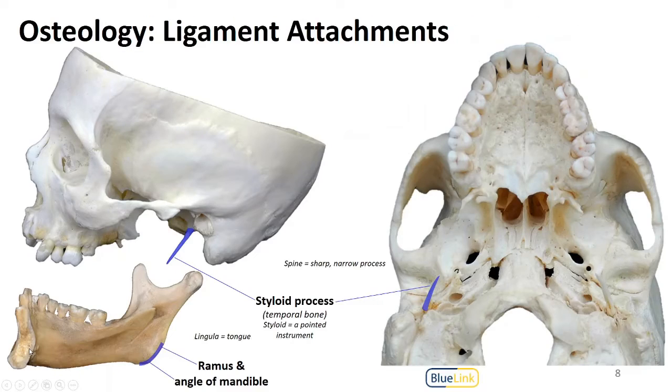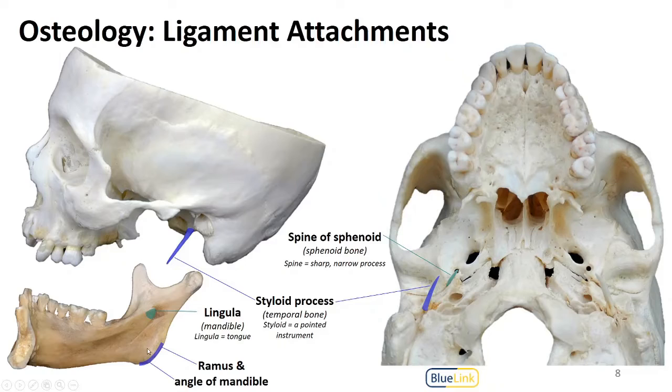Great. So now let's move on to ligaments. So we'll talk about two major ligaments here regarding their attachment points. The first is the stylomandibular ligament, referring to that styloid process or the pointed instrument you may use on a smartphone or a tablet. Then again, sort of attaching down to the ramus and angle of the mandible, along with masseter and medial pterygoid muscles.